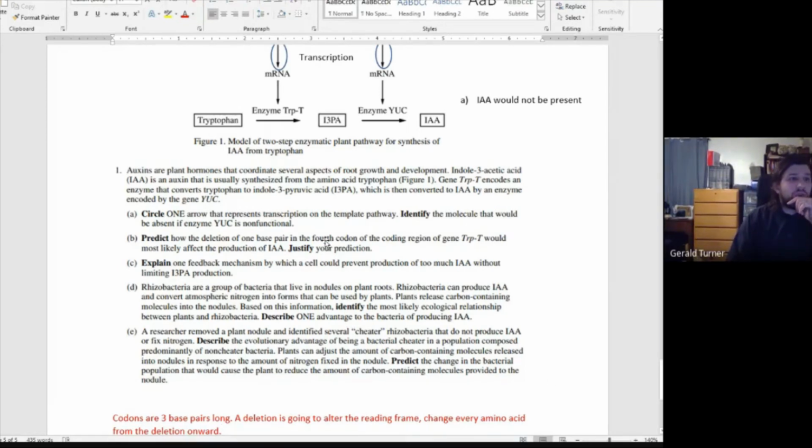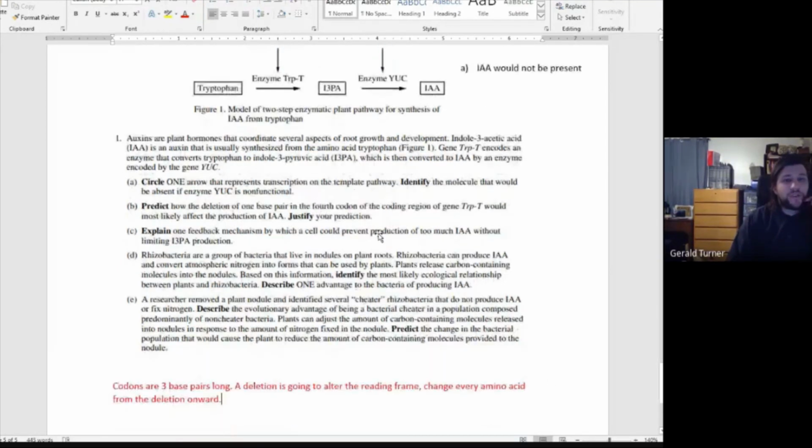So if we lose stuff in the 4th codon there, that would radically alter this protein, and it would be very, very unlikely for it to be a functional protein. So deletion of the fourth codon will alter almost every amino acid and likely render the protein, the enzyme, non-functional.